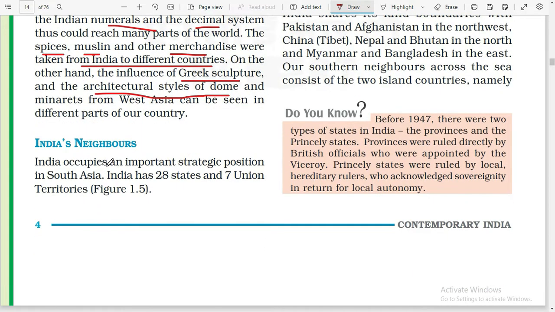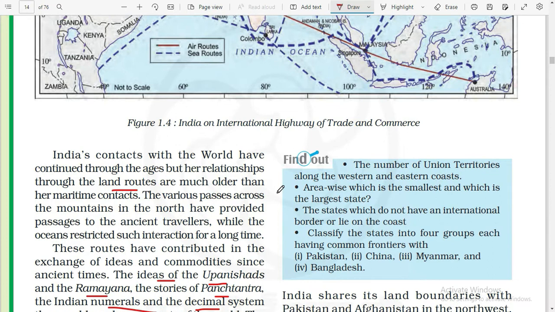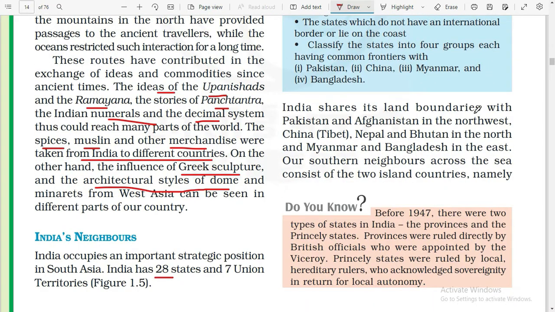Indian neighbors. India occupies an important strategic position in South Asia. India has 28 states and 7 union territories. India shares land boundaries with Pakistan 1, Afghanistan 2, China 3, Nepal 4, Bhutan 5, Myanmar 6, Bangladesh 7. So remember these 7 countries with which India shares borders. If they ask how many countries India shares borders with, you have to write 7.